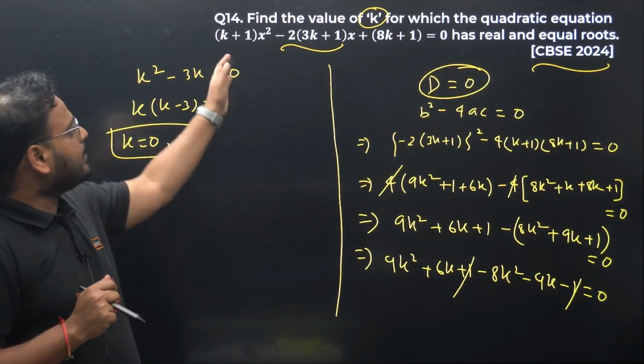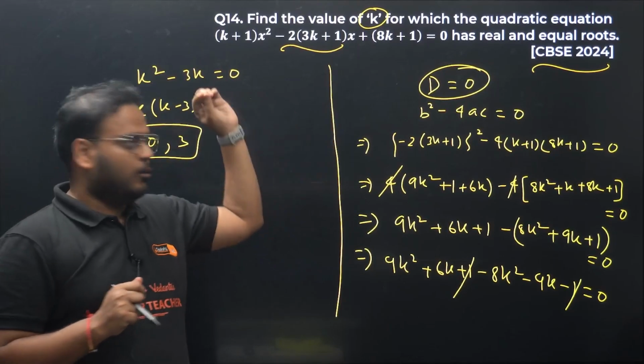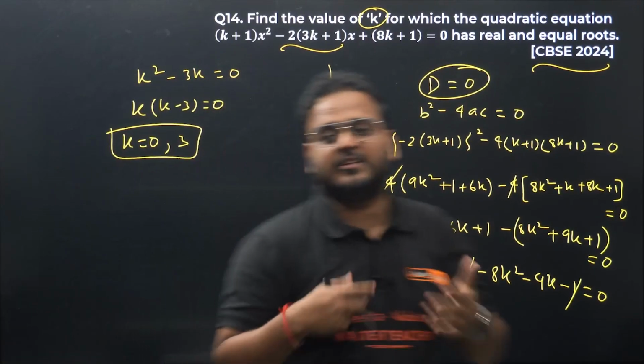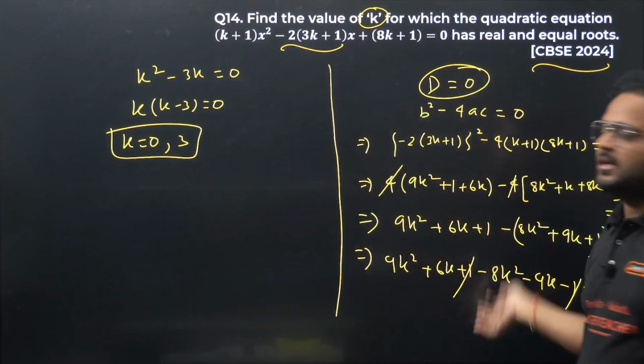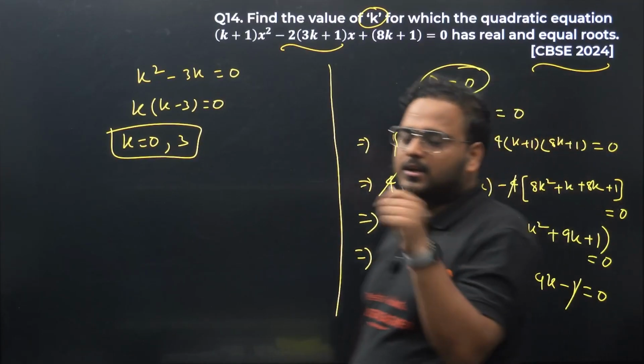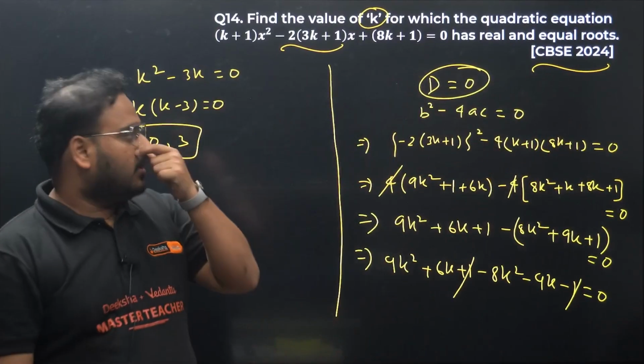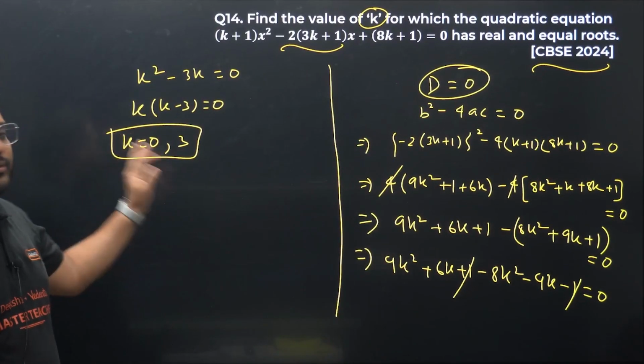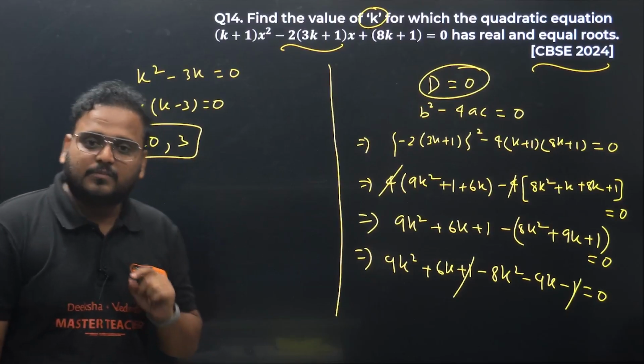Just looking at the problem, it might look complicated and calculative in nature, but if you break it down properly, one step at a time, the answer becomes very clear to you. It's going to be very simple: 0 and 3. 14th is done. Question number 15 now.